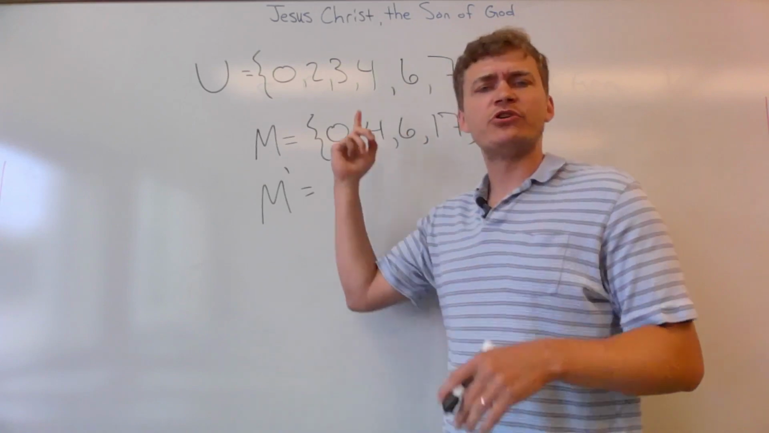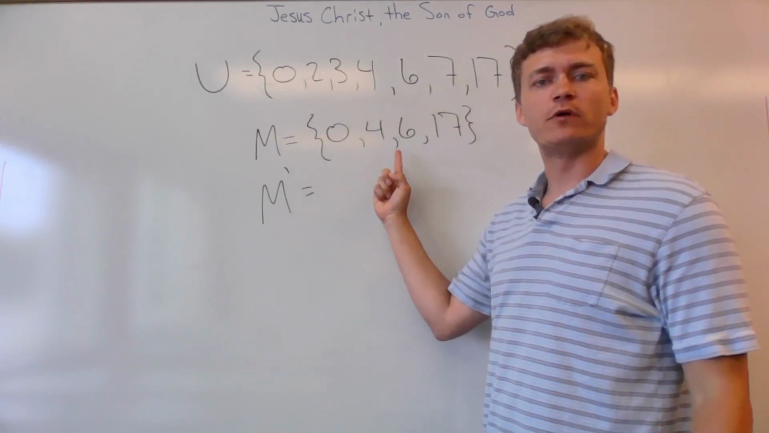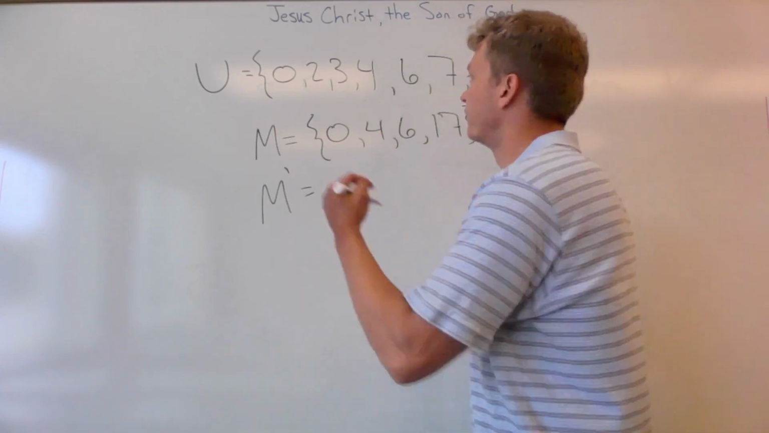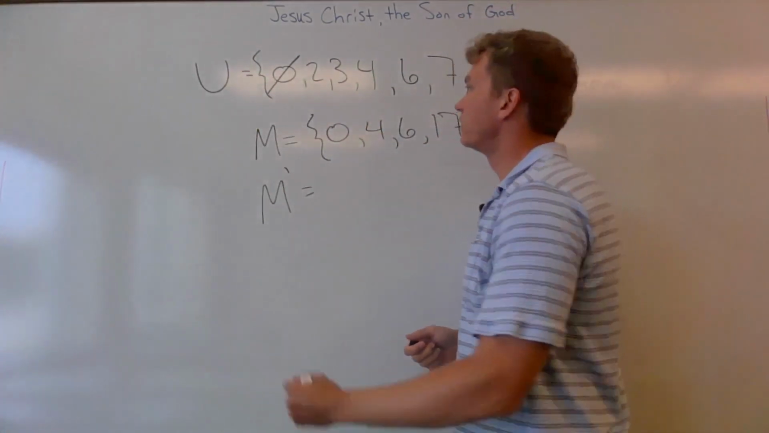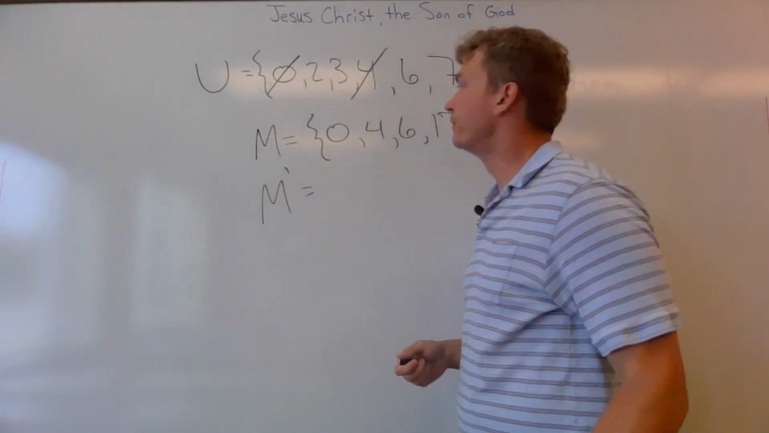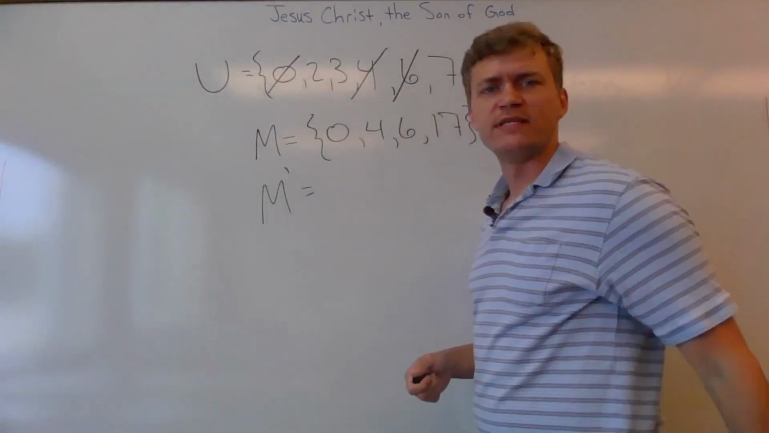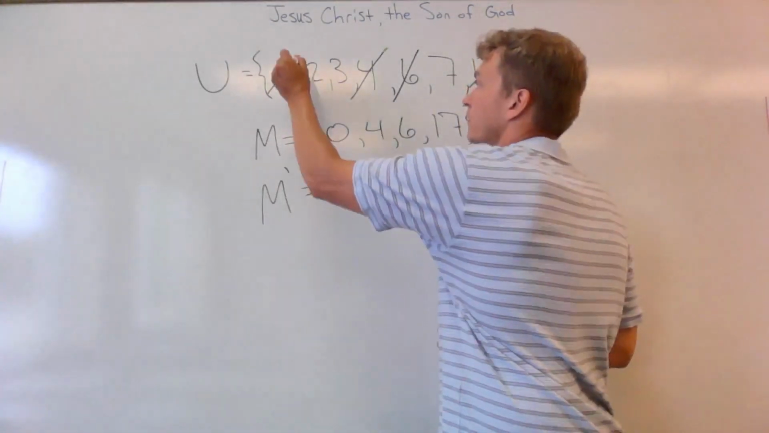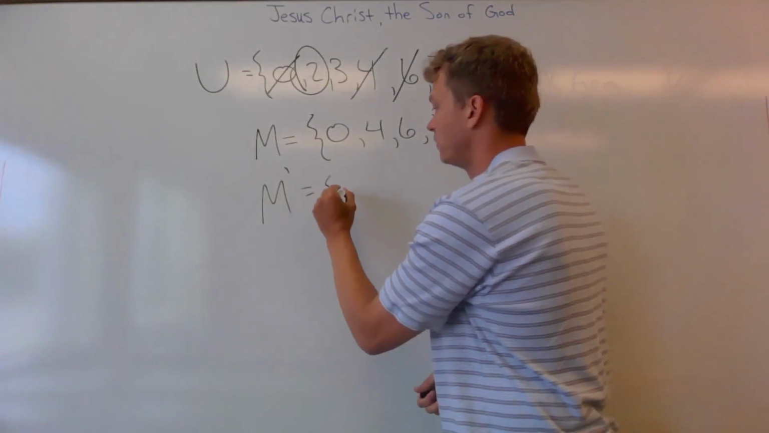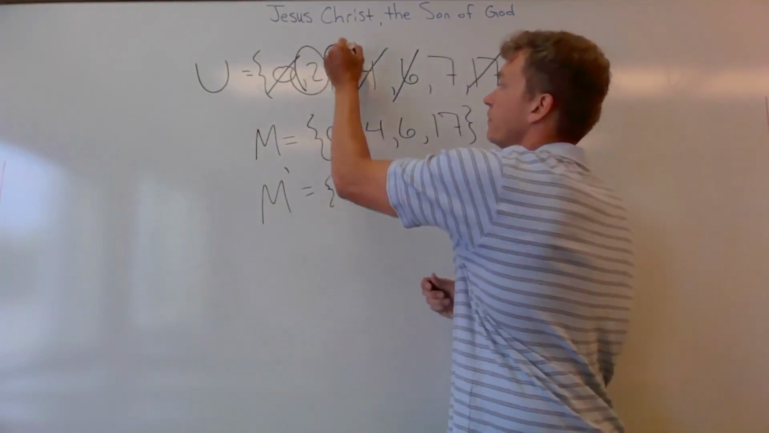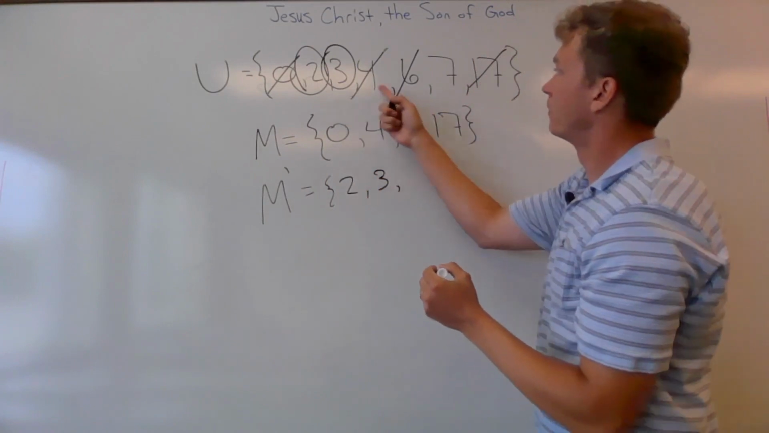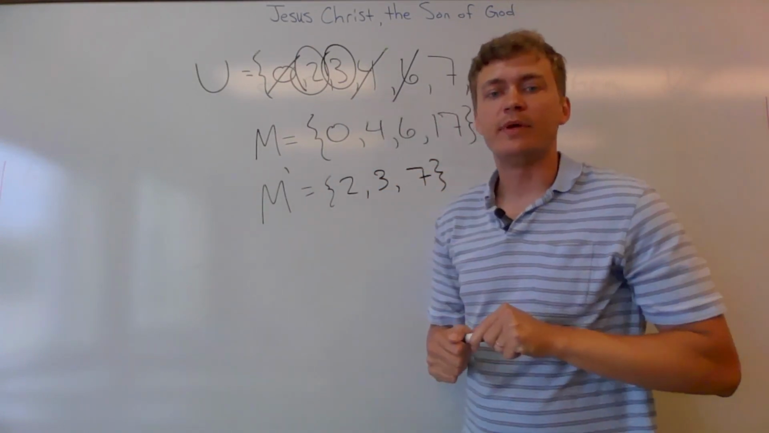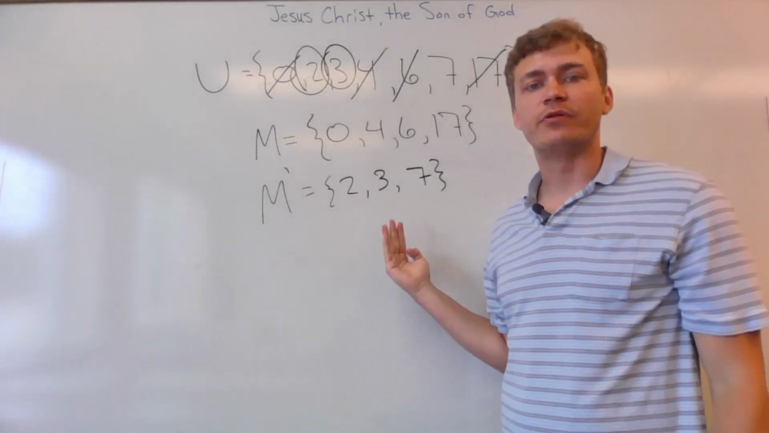So in theory, we're just going to go through here and mark out 0, 4, 6, and 17, and everything that remains is in M complement. Let's try that out. There goes 0. There goes 4, as well as 6, as well as 17. So what's left over? 2, 3, 7. M complement is the set of elements 2, 3, and 7.